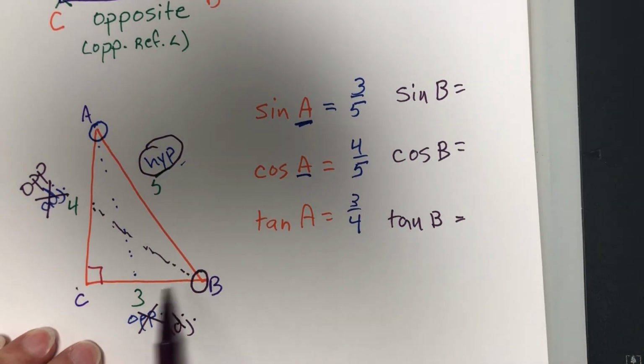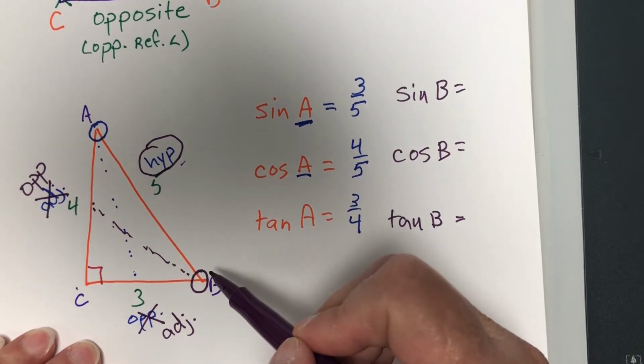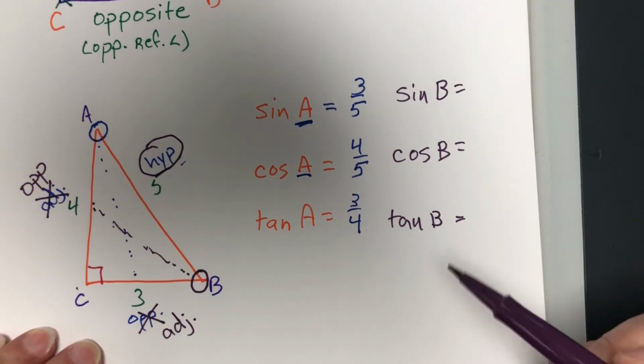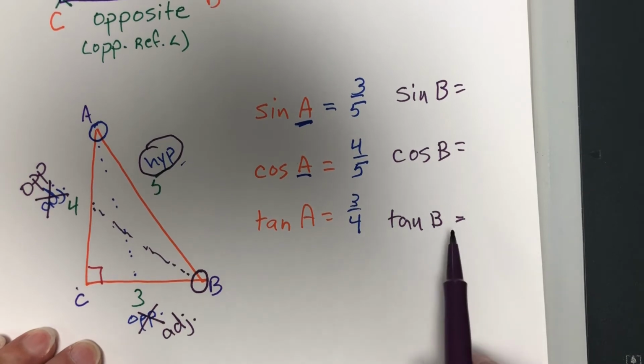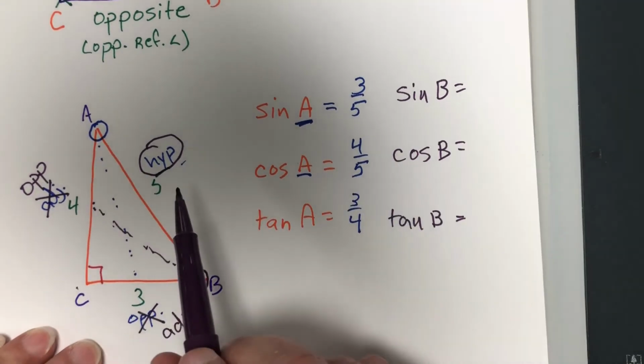This is the side that makes angle B that is not my hypotenuse. Okay, so notice what happens when you change reference angles. Your opposite and adjacent simply switch places. Hypotenuse stays the same.